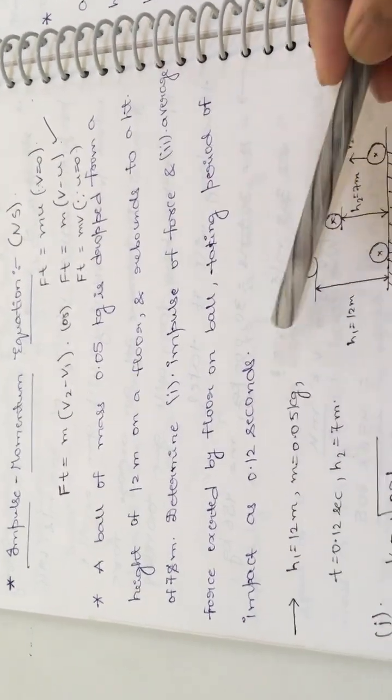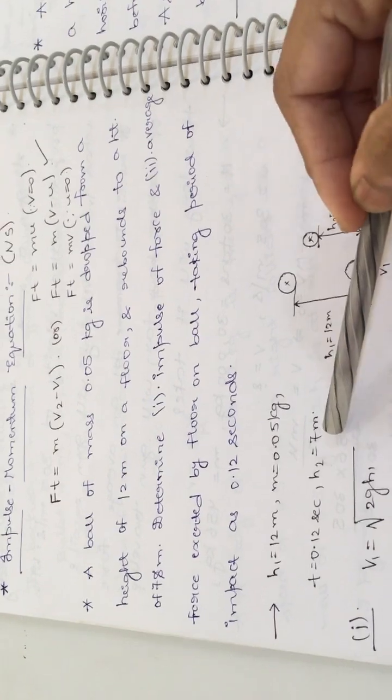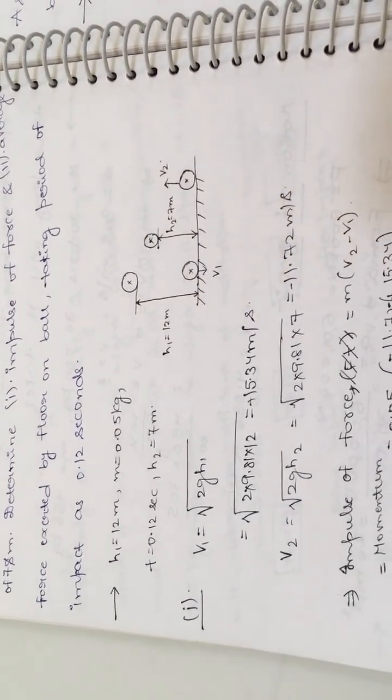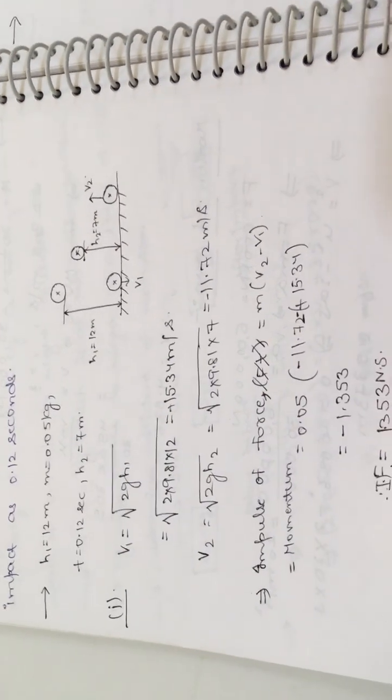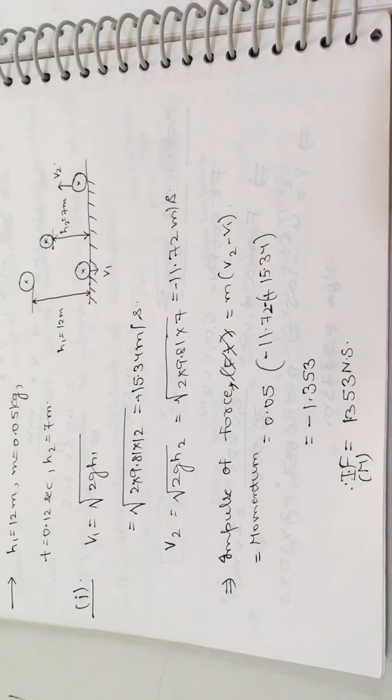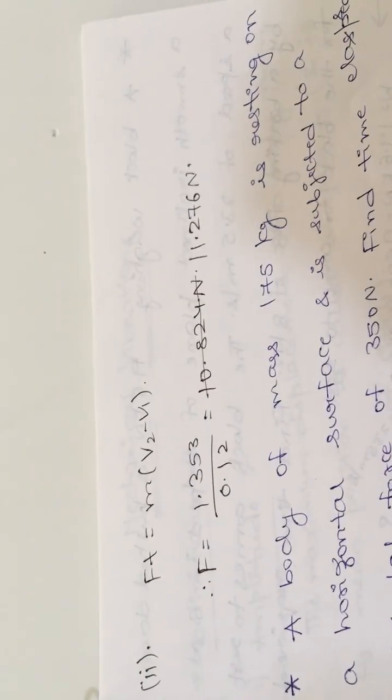Once again, see the problem. Here the mass value, two height values and time value are given in the question. According to the height values we can calculate the velocity values. Next, in the first bit, by using the momentum formula we can calculate the impulse of the force, and from the impulse momentum equation we can calculate the force value in this way.